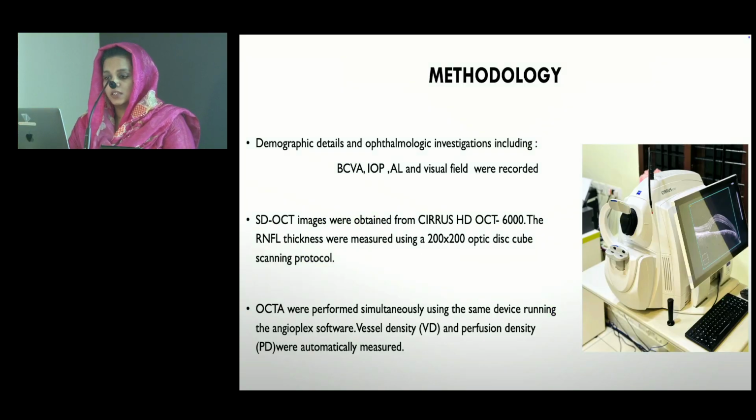Coming to the methodology, basic demographic details and ophthalmologic investigations, including best corrected visual acuity, IOP, axial length, and visual field were recorded. Spectral domain OCT images were obtained from Cirrus HD-OCT. RNFL thickness was measured using the 200 × 200 optic disc cube scanning protocol. OCTA was performed simultaneously using the same device running the Angioplex software. Vessel density and perfusion density were automatically measured.